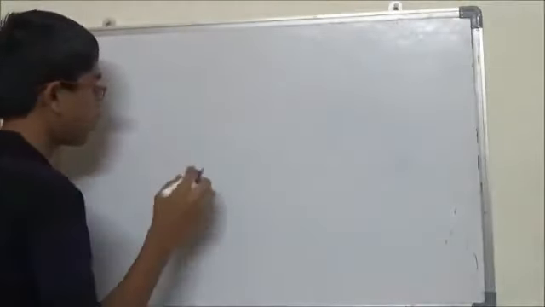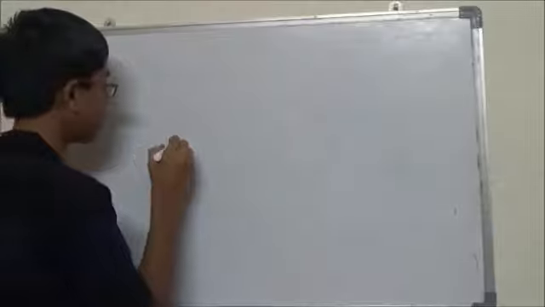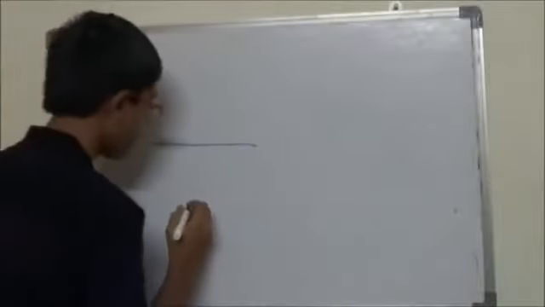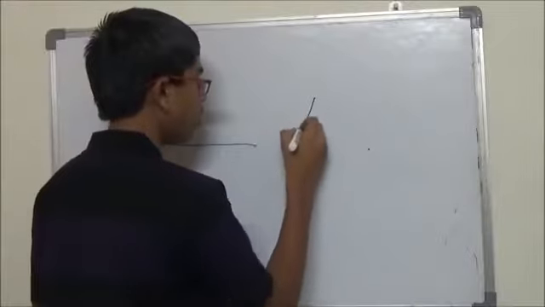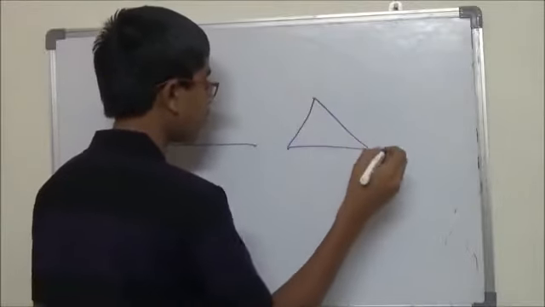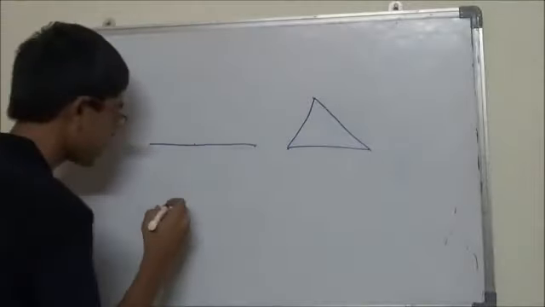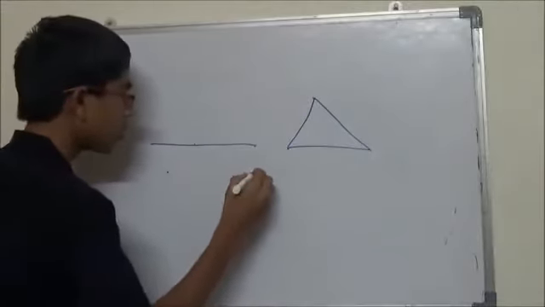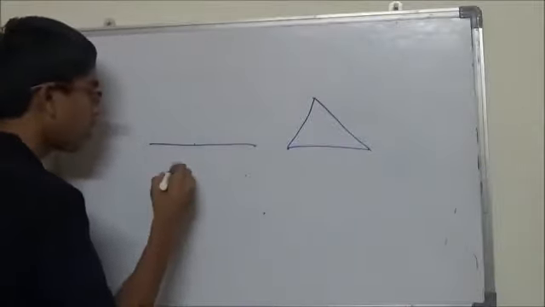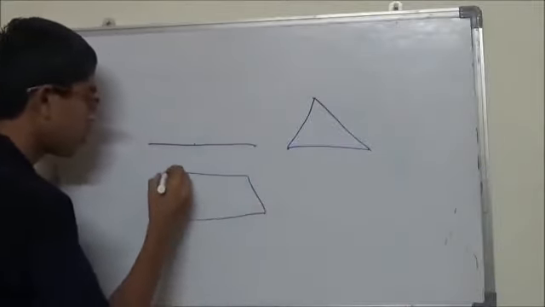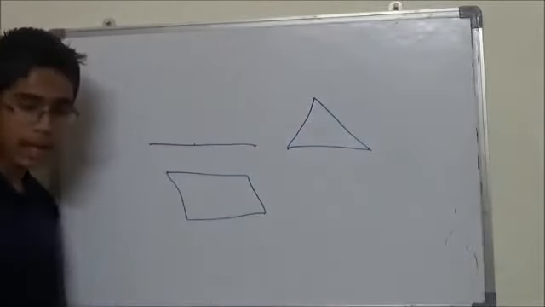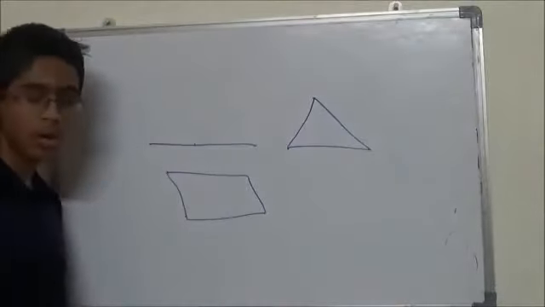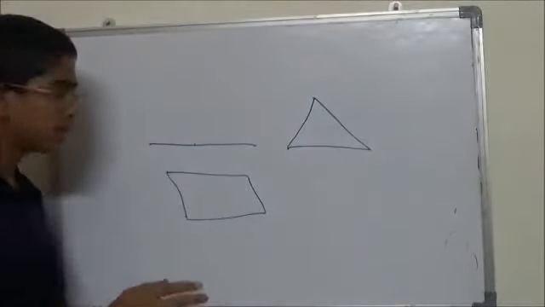For example, if we keep three collinear points, it is a line segment, and if there are three non-collinear points, it forms a triangle. But what if there are four non-collinear points? Then we will form a four-sided figure, which is a quadrilateral. Such a figure formed by four non-collinear points, four points in an order, is called a quadrilateral.